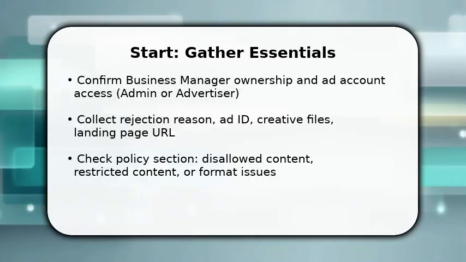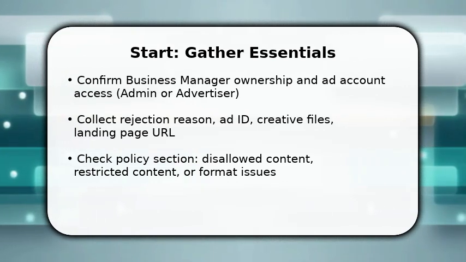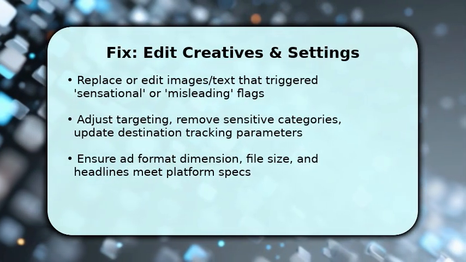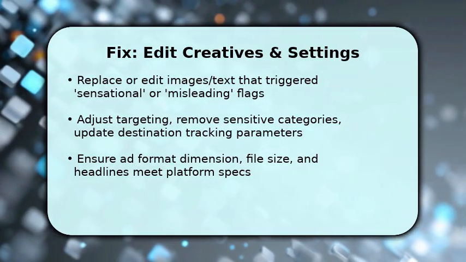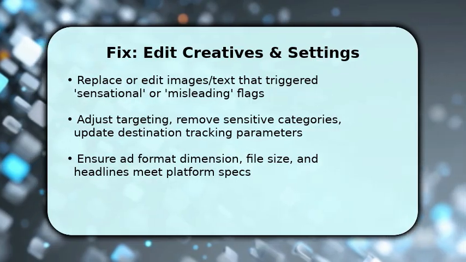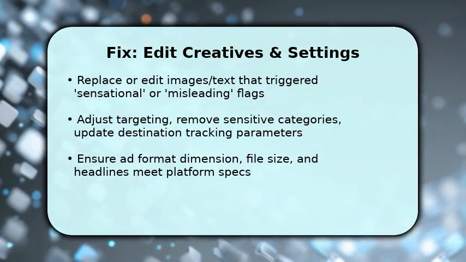Now open Ads Manager, locate the rejected ad, and prepare to edit or duplicate it so you can apply changes without losing data. Start by editing the creative. Remove questionable claims, blur or swap prohibited imagery, and change copy that makes unverifiable promises. Then verify targeting. Remove sensitive categories like health, politics, or personal attributes, and tighten audience criteria.